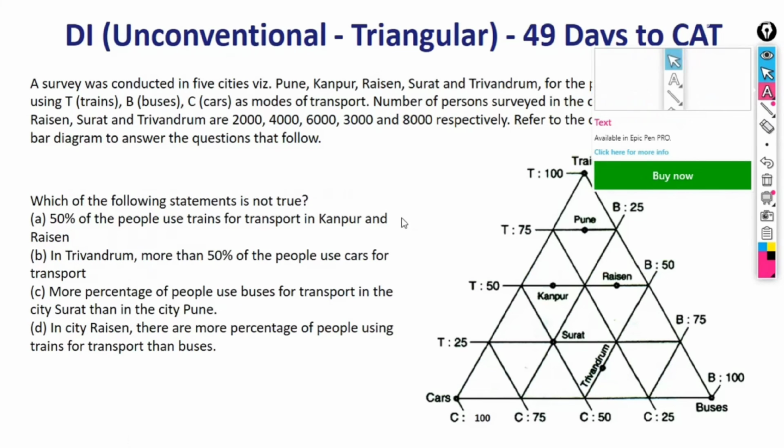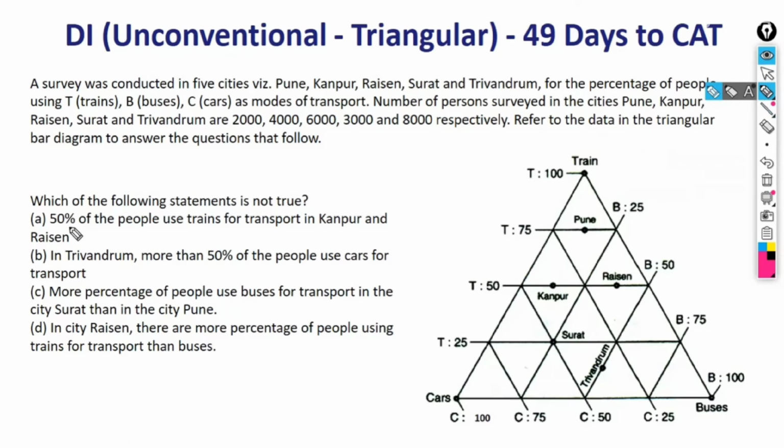Now, which of the following statements is not true? Let's see. 50% of people use trains for transport in Kanpur and Raisin. That's correct. So not the answer. In Trivandrum, more than 50% of people use cars for transport. So now for cars, what you have to do? I have to just draw these lines. If you see, this is between 50 and 25. So 37.5% use cars. So this is certainly not true. Hence the answer. Can I have multiple answers correct? You can check for it. But obviously if one answer is correct, I don't need to check any further.